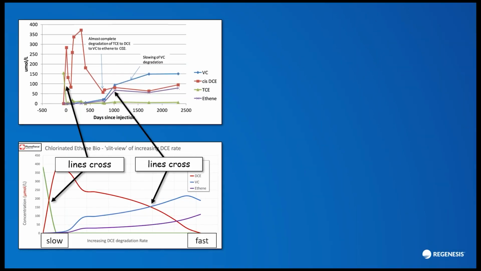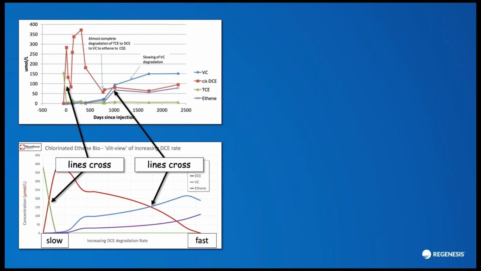And we can immediately see similarities between the two graphs. The DCE plot crosses the TCE and the VC plot here and here. It's not an exact facsimile match, but it does not have to be. What we're exploring here is what can drive the patterns we see. We would not expect DCE rates to change alone. The system will acclimate and the microbial community will mature over time, and none of the rates will be static.